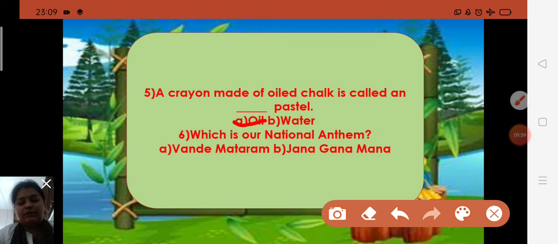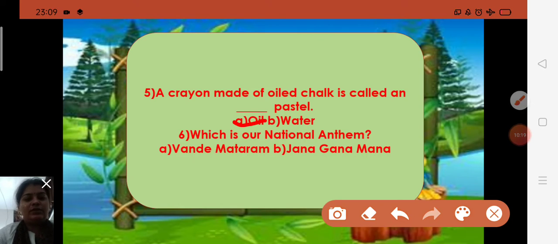Okay, there are several ways in which you can draw using your crayons. First, you can press either softly or hard with your crayon to create a lighter or darker shade. Okay, so there you will write: a crayon made of wax chalk is called an oil pastel.